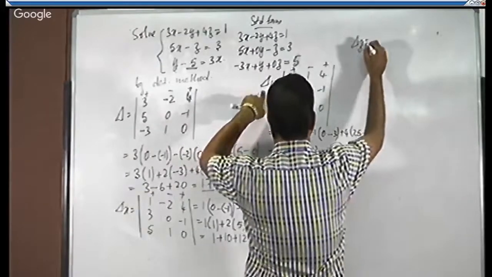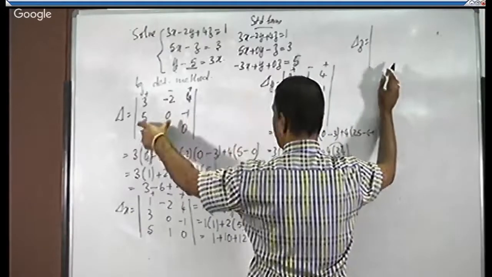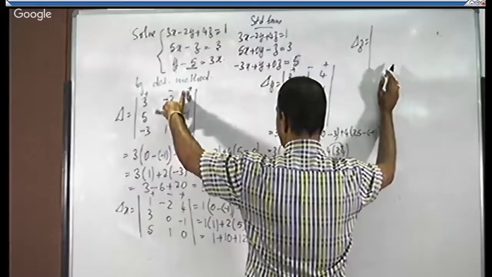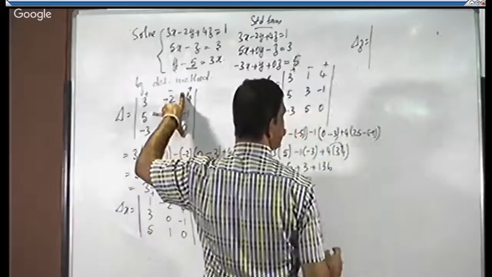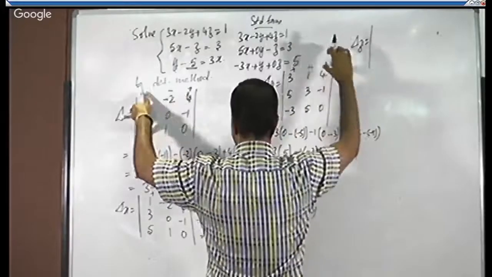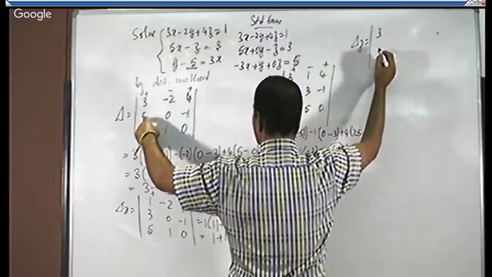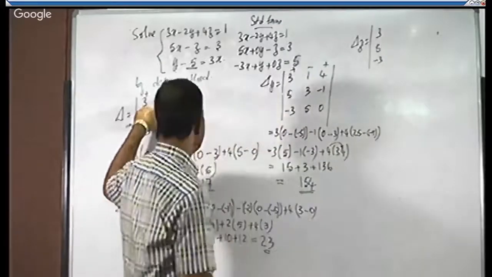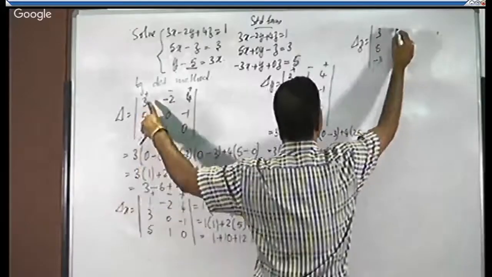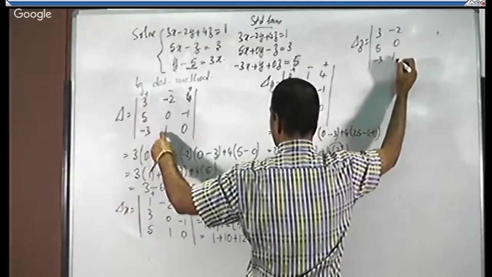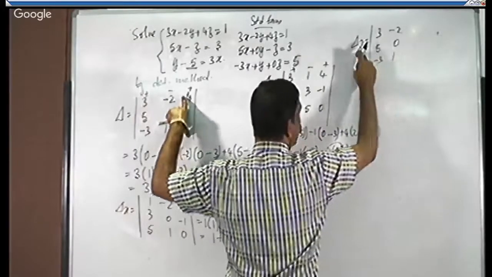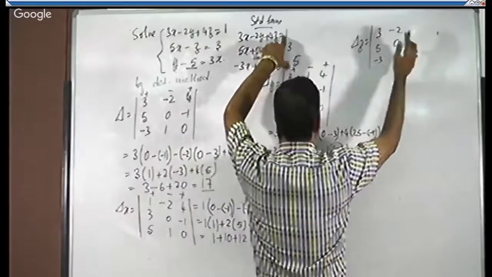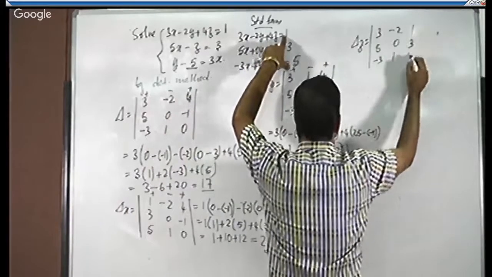Delta Z. Delta Z is equal to, in delta, replace Z coefficients by the constants. X coefficient 3, 5, minus 3. Y coefficients -2, 0, 1. Z coefficients, we have to replace it by the constant. 1, 3, 5.